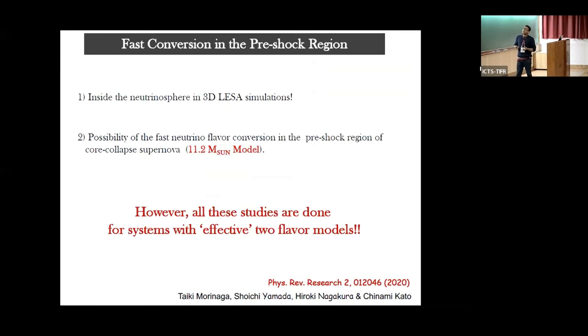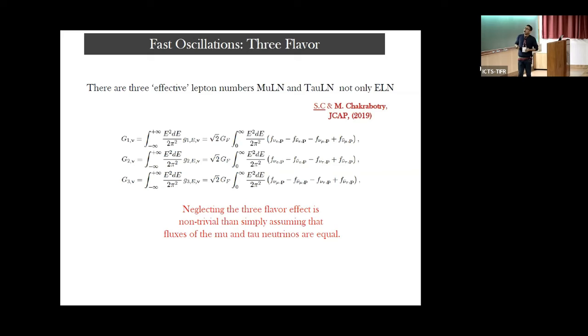But then the problem is that both these things were studied for an effective two flavors model. So here you actually assume that all the nu mu, nu mu bar, nu tau, and nu tau bar fluxes are exactly the same, which is not a very crude model, because the supernova simulations actually showed a behavior like that. But since we are looking at a nonlinear problem, we looked into fast oscillations in the full flavor picture, in three flavors.